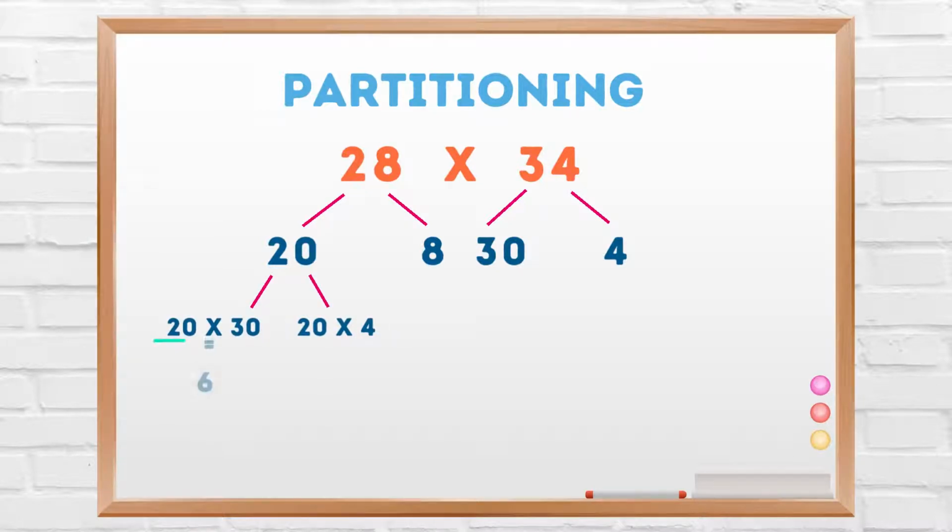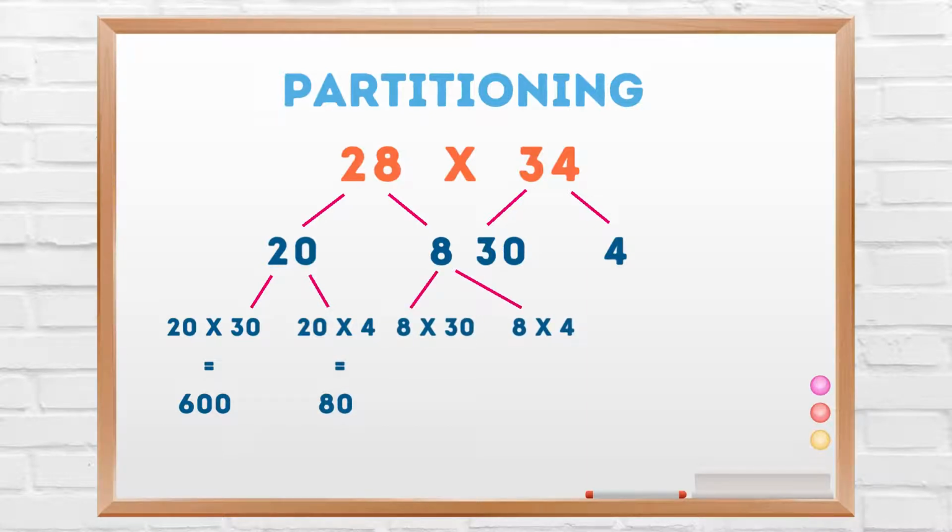We know 2 times 3 is 6, so 20 times 30 is 600 because we add on the 2 extra zeros, and 2 times 4 is 8. So 20 times 4 is 80. Now we will also multiply 8 by both numbers that make up 34. To work out 8 times 30, let's multiply 8 by 3, which equals 24. Then we will add back the extra 0, so 8 times 30 equals 240. And 8 times 4 is 32.